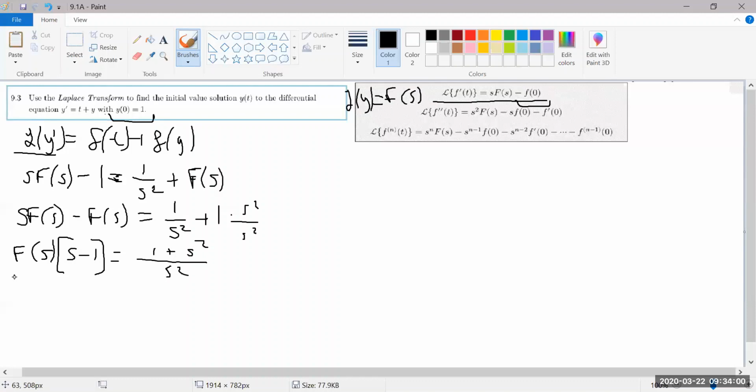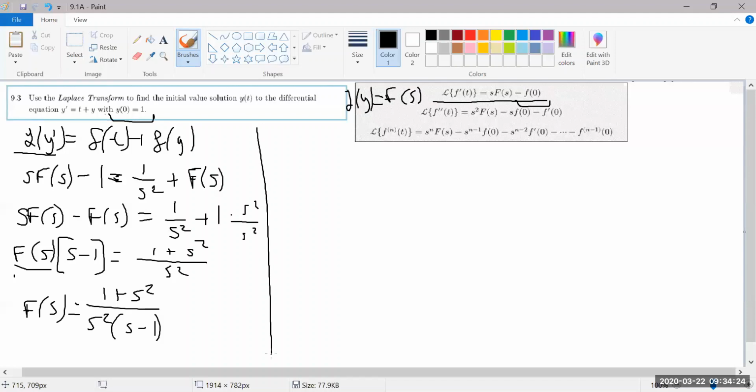Okay, now to get our F of s alone, F of s equals our 1 plus s squared over s squared times s minus 1. And this does not look like something we can easily compare to our table, so we're going to have to do a partial fraction decomposition. I know a lot of you probably haven't done a partial fraction decomposition in a long time, so definitely try to go over that because I'm almost positive there will be one on your exam.